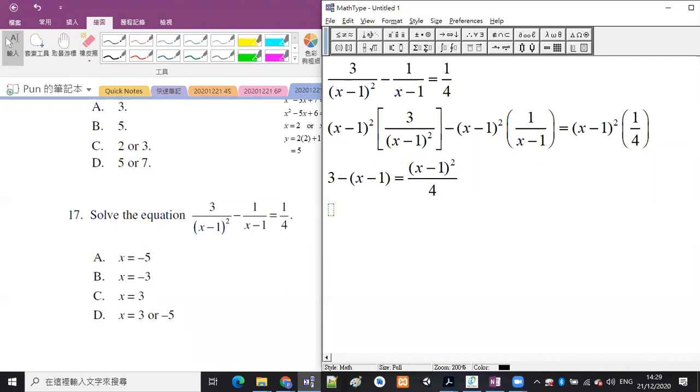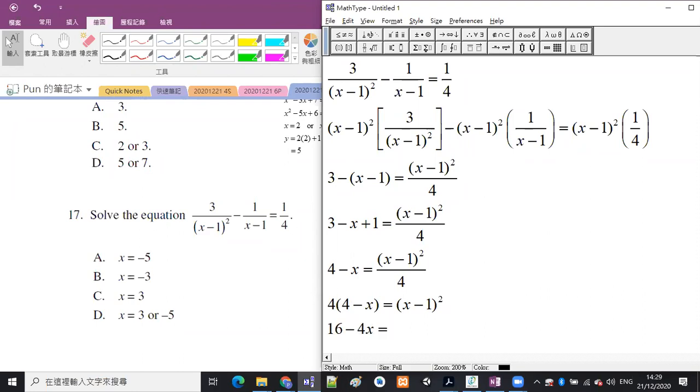Can you get this? Left-hand side can be simplified first. So it becomes 3 minus x plus 1, right? It's x minus 1 square over 4. So that should be 4 minus x is equal to x minus 1 square over 4. And then we just multiply the 4 to the left-hand side because the right-hand side is just one single fraction. And then we need to expand all the bracket. At this step, 16 minus 4x is equal to x squared minus 2x plus 1.